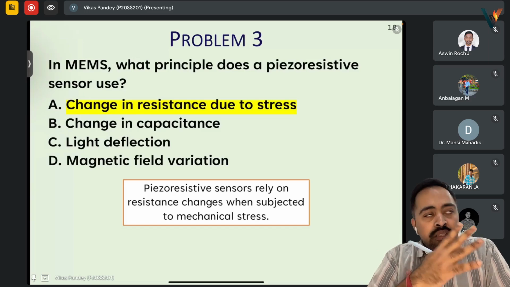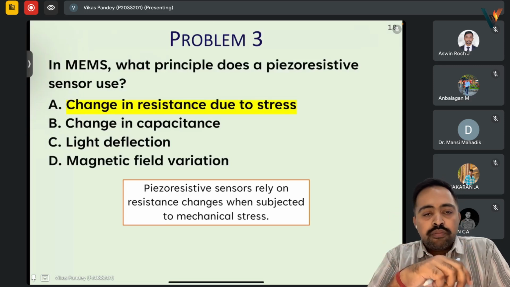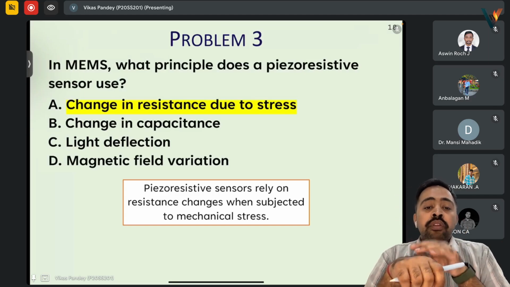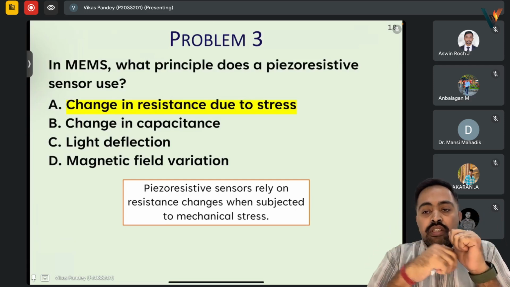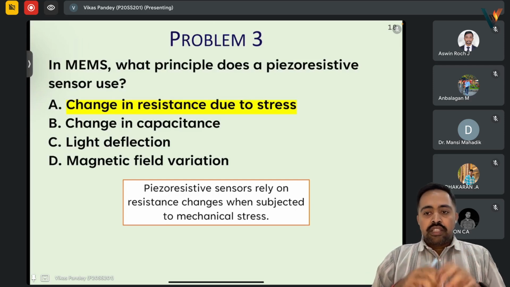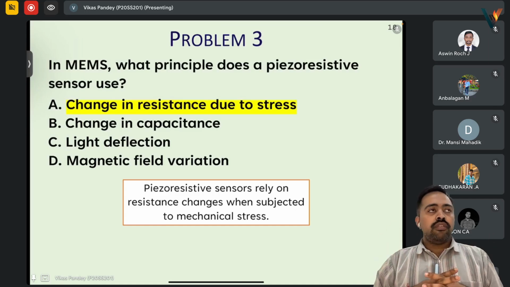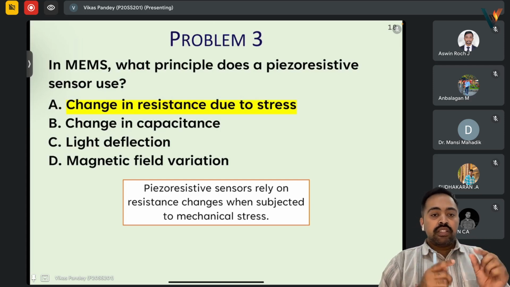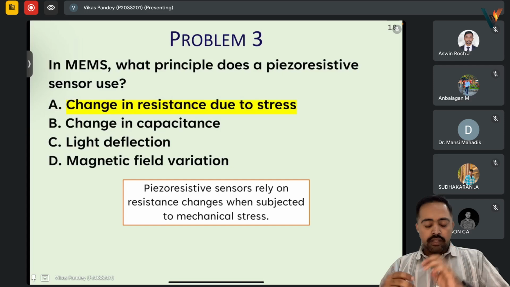There are some pressure sensors, and some cantilevers also use piezoresistive material over them. There are pressure sensors which rely on this piezoresistivity, that when some pressure comes due to the stress, the resistance will change, and this change in resistance will disturb the Wheatstone bridge kind of configuration, and you will be able to detect that difference, and you can calibrate how much pressure is there.